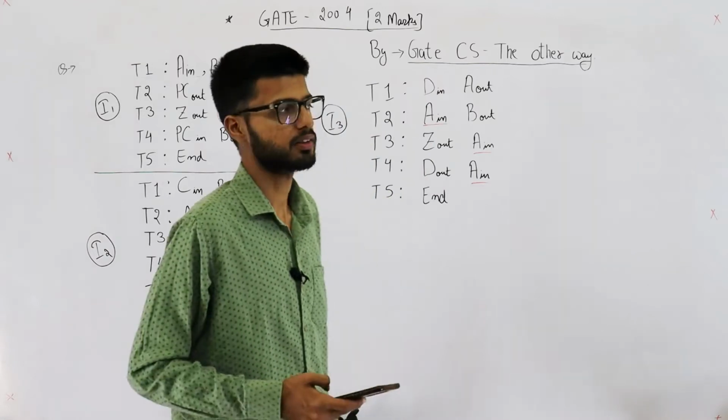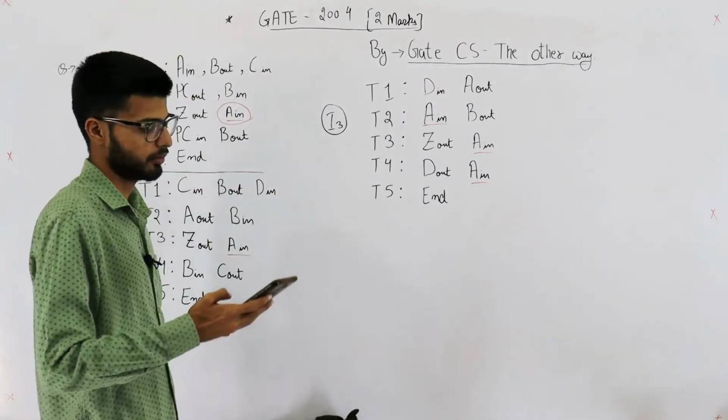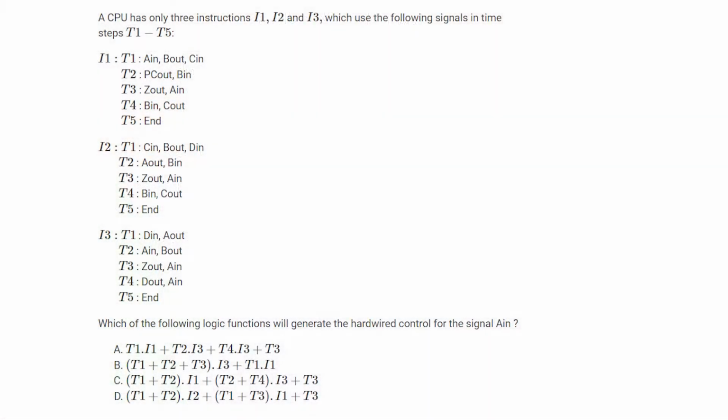It's also a 2 marks question and the statement reads, a CPU has only 3 instructions I1, I2 and I3 which use the following signals in time steps T1 to T5. Then they've specified these 3 instructions and their signals. So they're saying which of the following logic functions will generate the hardwired control for signal A in.